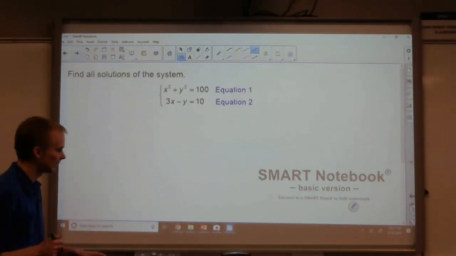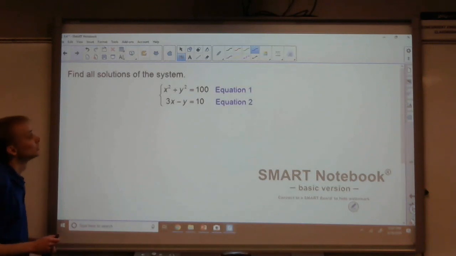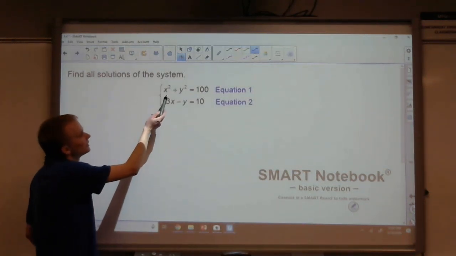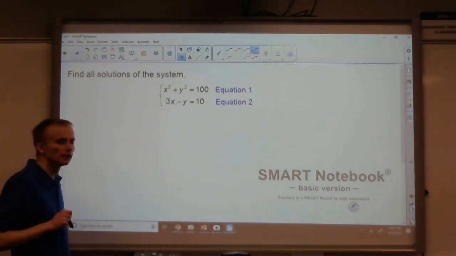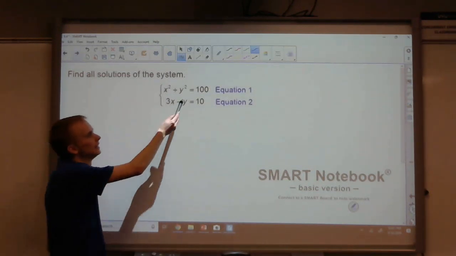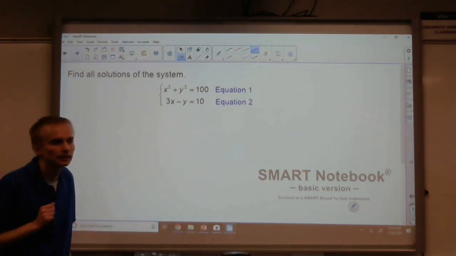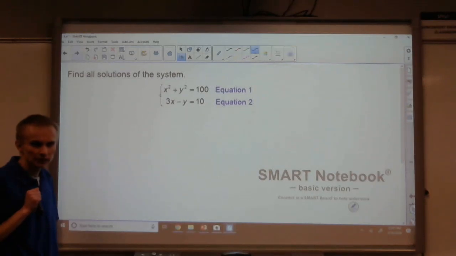Let's look at an example here. So let's say that I have this system here: x squared plus y squared is equal to 100. Okay. Now what does that look like graphically?